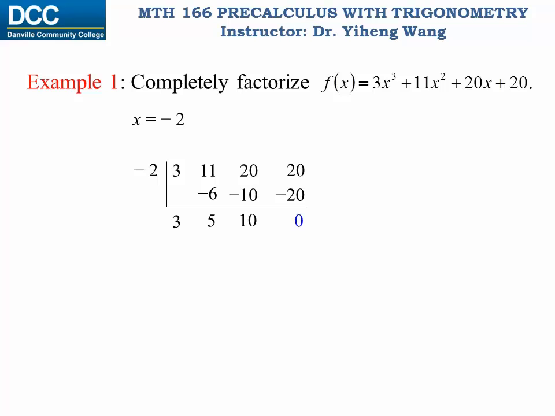This means that the original function equals x plus 2, which is the factor corresponding to the first 0, -2, multiplied by a quadratic factor, 3x squared plus 5x plus 10. So what do we do next?